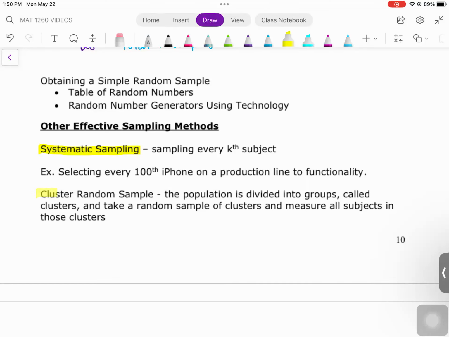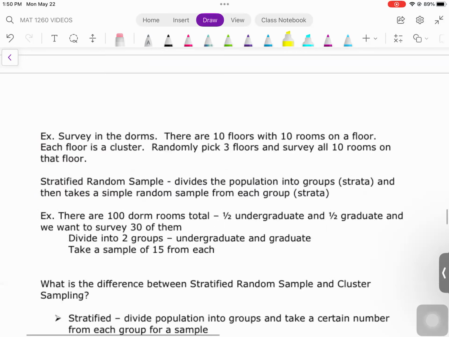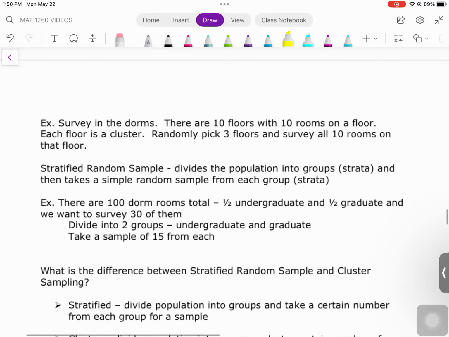A cluster random sample is when the population is divided into groups called clusters, and you take a random sample of clusters and measure all the subjects in those clusters. So an example, if we are surveying dorms, let's say there are 10 floors with 10 rooms on each floor. Each floor is considered a cluster. You randomly pick 3 of the floors and survey all 10 rooms on that floor. That's an example of cluster sampling.